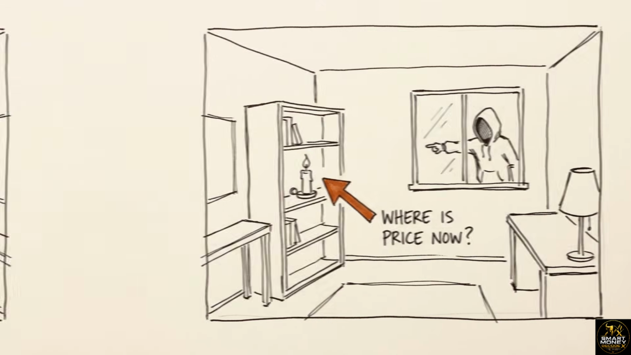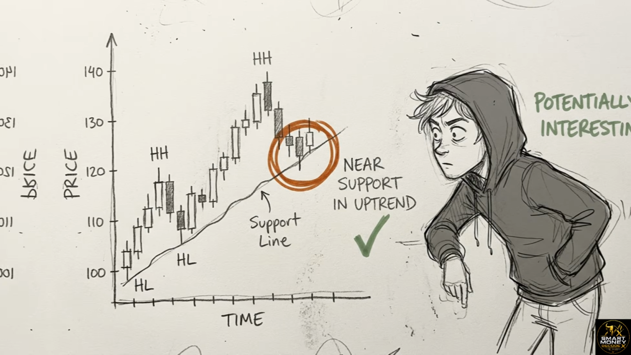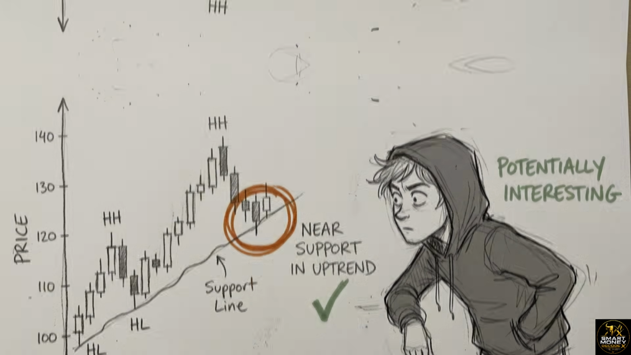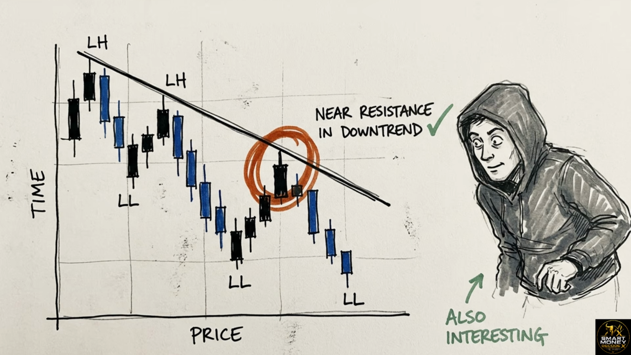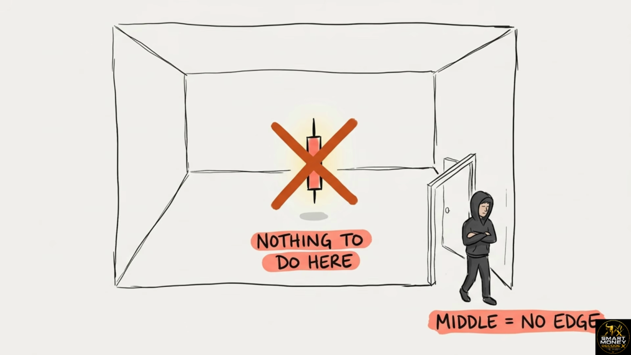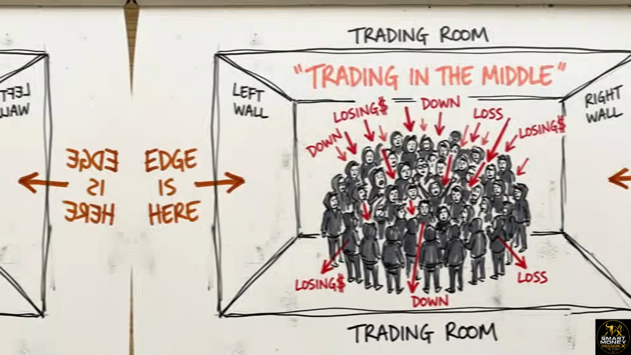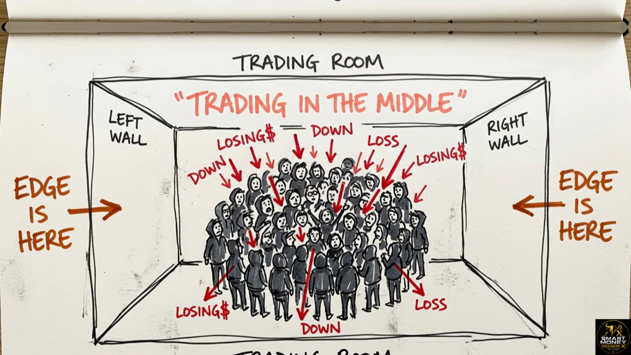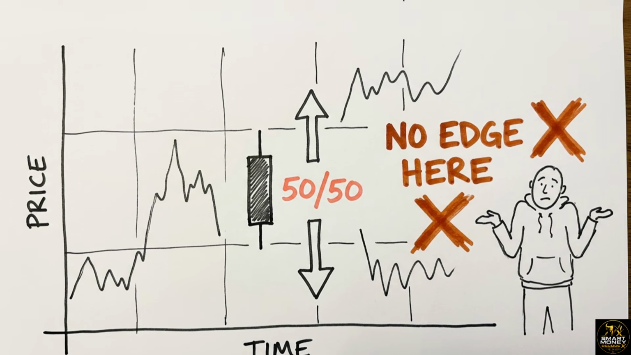And here's the key question. Where is price right now relative to those walls? Is price near support in an uptrend? That's potentially interesting. Price may bounce. Is price near resistance in a downtrend? Also interesting. Price may reject. Is price in the middle of the range nowhere near a wall? Then there's nothing to do. You wait. Most traders lose money not because they trade badly, but because they trade in the middle, where there's no edge, where price can go either way with equal probability.